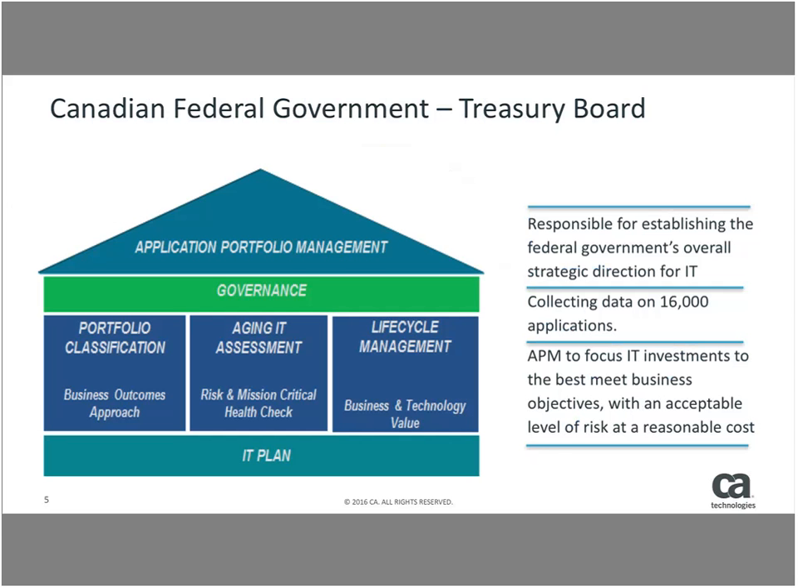So their data model for the federal government is just under 200 fields per application that they capture. And that includes a large amount of classifications, you can imagine. And so they're referring to this as a business outcomes approach, which applications are related to which outcomes of the organization. And then they have the middle piece here, an aging IT assessment. So you could think of this as risk.